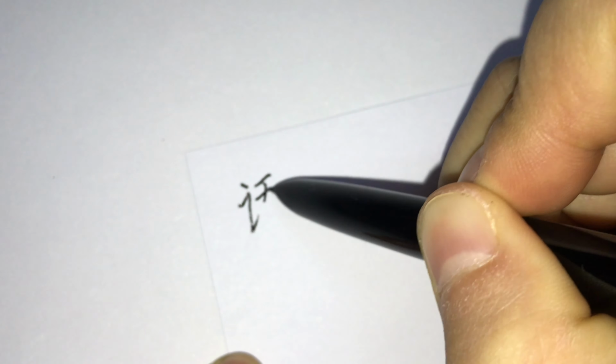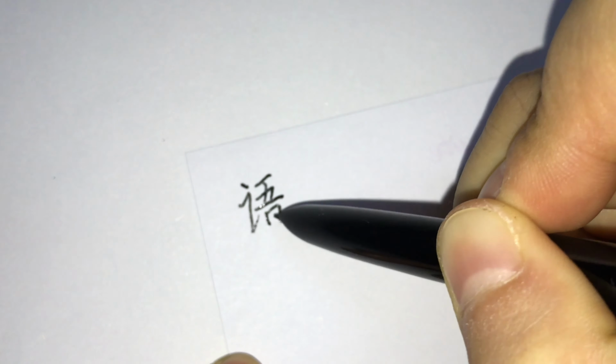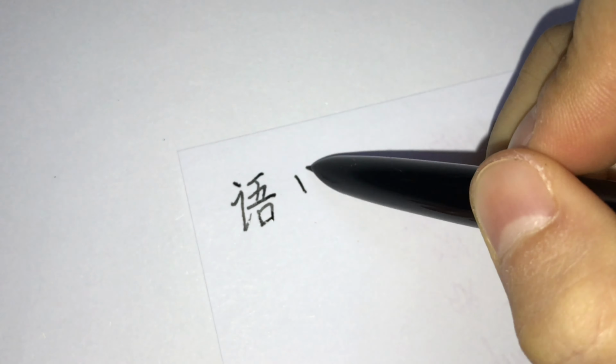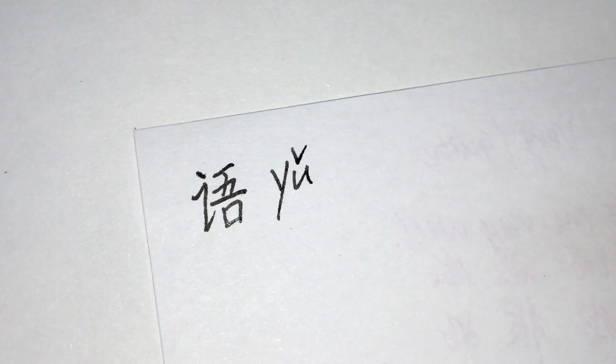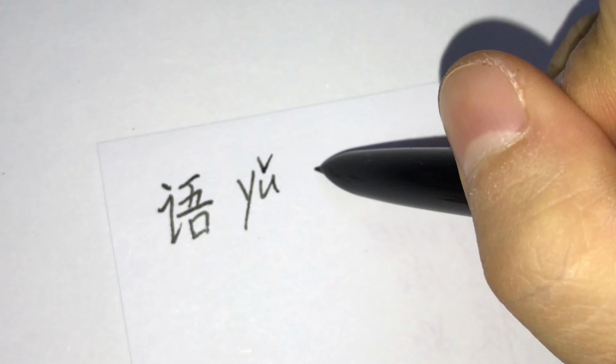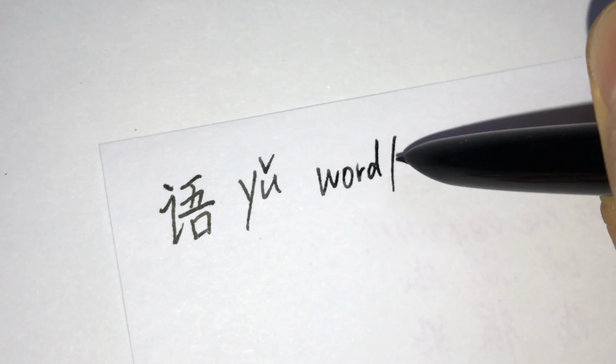In this video, I will show you how to write 语 in cursive Chinese. Now let's get started. First, in standard script, 语 means word or language.